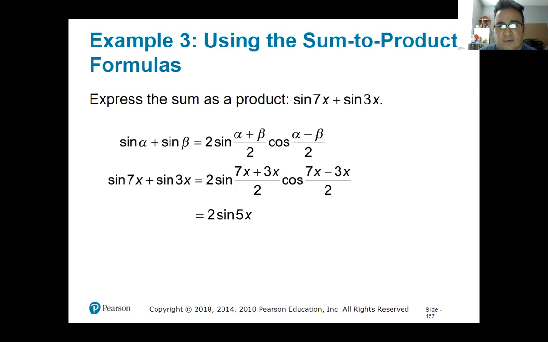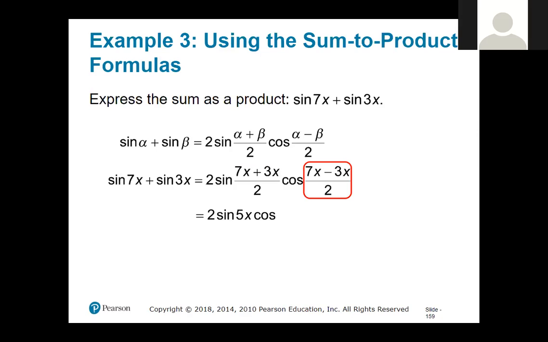And then for the second part, we have cosine of 7x minus 3x, which is what? 4x, divided by 2 is? 2x. Good job, Nicole.